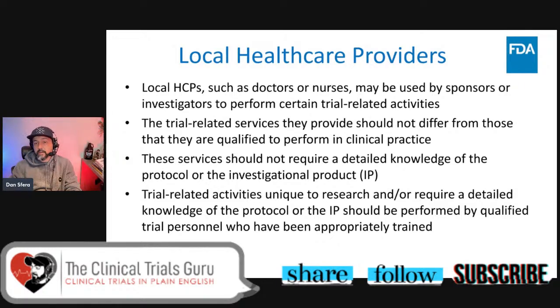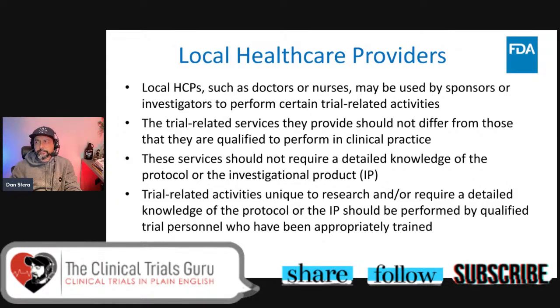So, something like a physical exam. You don't need to know anything about the study or the IP to do a physical. This makes sense. Vital signs. This makes sense. Blood draw. This makes sense. Doing an ECG. This makes sense. Ordering an X-ray. This makes sense. Ordering an MRI. This makes sense. So you can get a lot of the assessments done virtually.